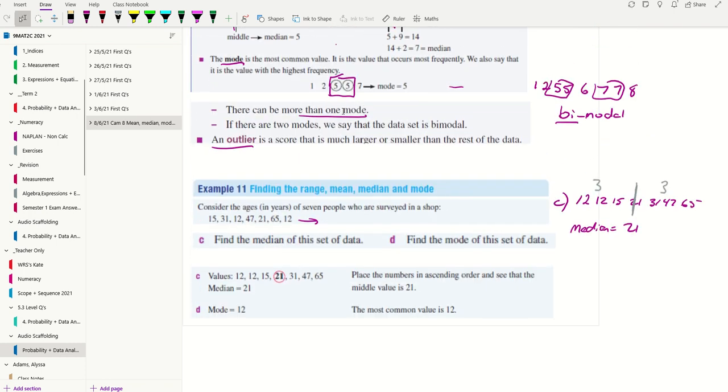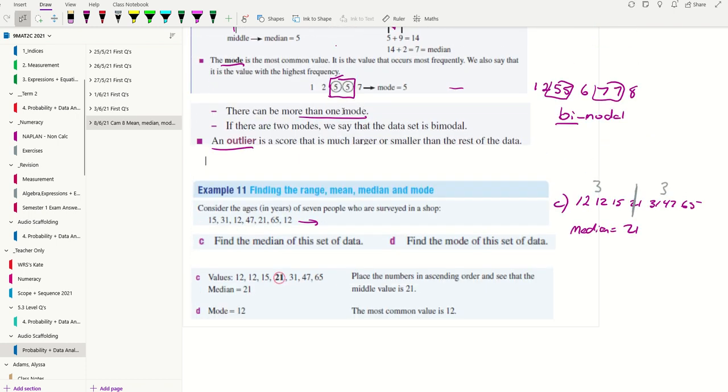Okay, so looking at our examples down here, I've already found the median. Now I'm going to find the mode. So looking at these numbers that I've arranged here, I've got 2 12s. 12s are the only number we've got 2 of, so our mode is simply 12.